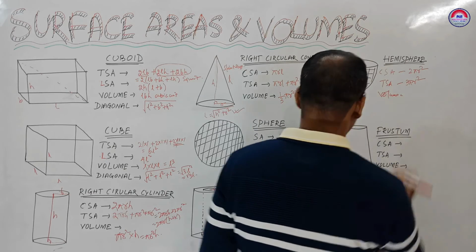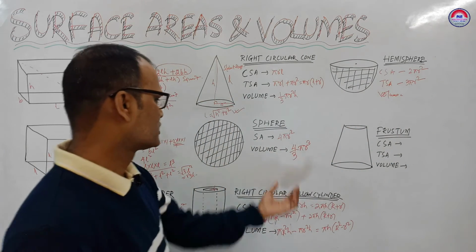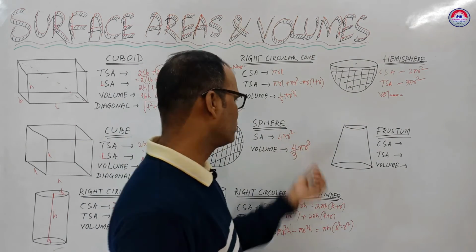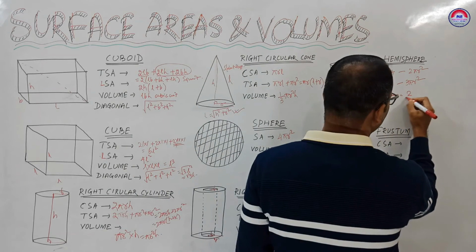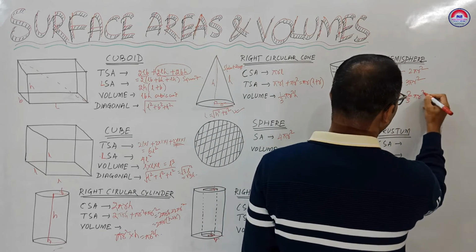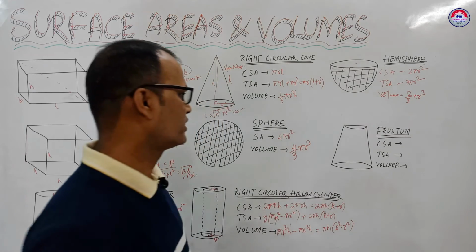Then what is the volume? Volume will be half of the sphere. Sphere volume is 4 by 3 pi r cube. So here the volume of the hemisphere is 2 by 3 pi r cube cubic unit.